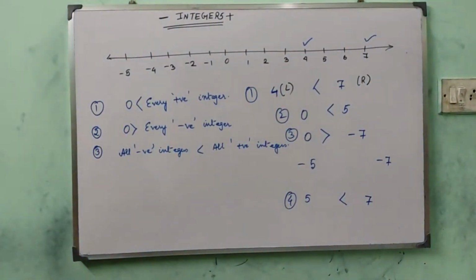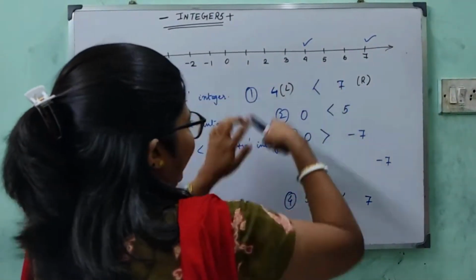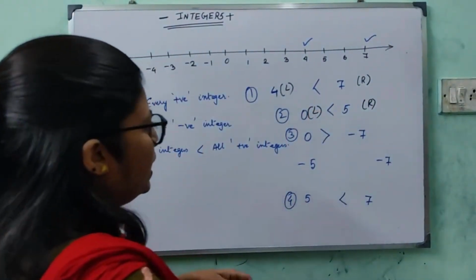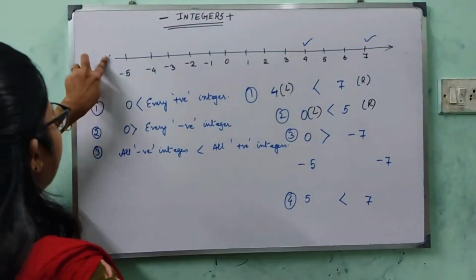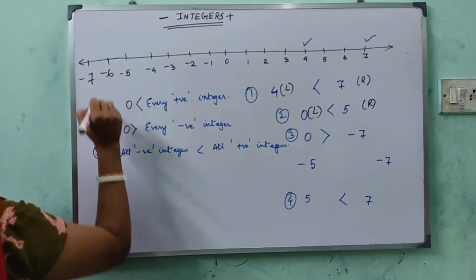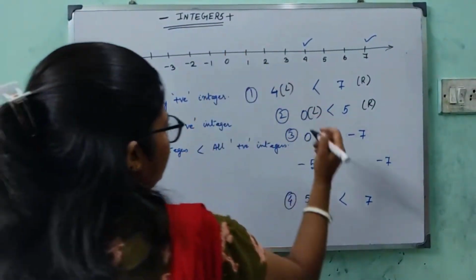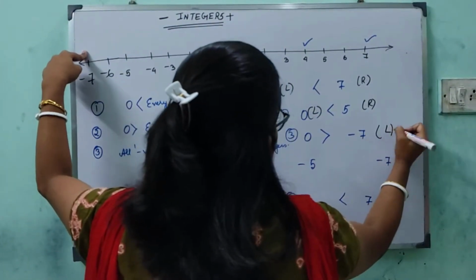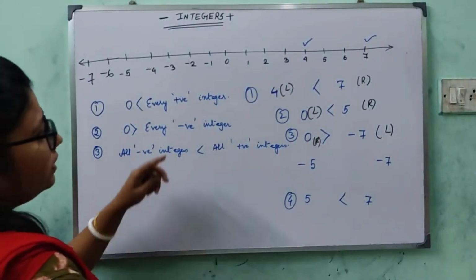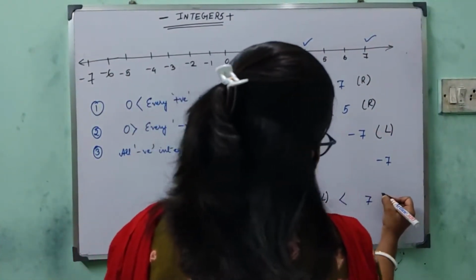Now let's see 0 and 5. 0, 5. Which is on my right hand side? The 5 is on my right hand side. 0 was on my left hand side. Let's see 0 and minus 7. Minus 7 is not there on the number line. Let's extend this. Minus 6, minus 7. Okay. 0 and minus 7. Okay, so minus 7 is on my left hand side and 0 was on my right hand side. Fine. Let's see 5 and 7. 5 is on my left hand side, 7 on my right hand side.